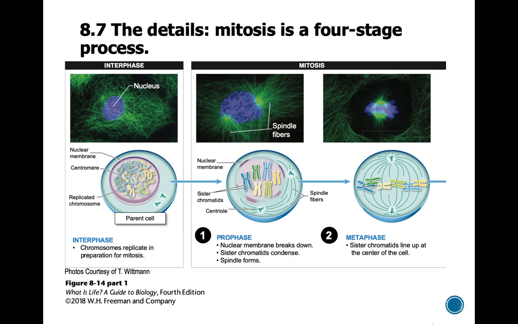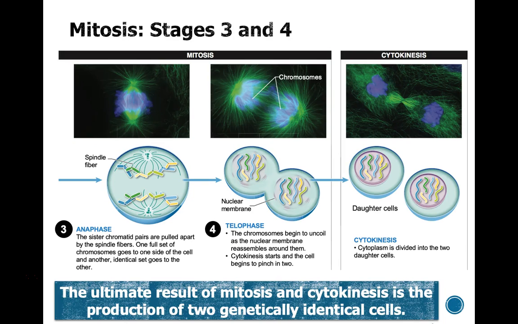So interphase, chromosomes replicate. Prophase, chromosomes condense. The nuclear envelope breaks down, spindles form. And then in metaphase, those fibers have attached and have pulled the chromosomes to the center of the cell. The reason they were pulled to the center of the cell and lined up so nicely is so that the cell could equally partition those chromosomes.